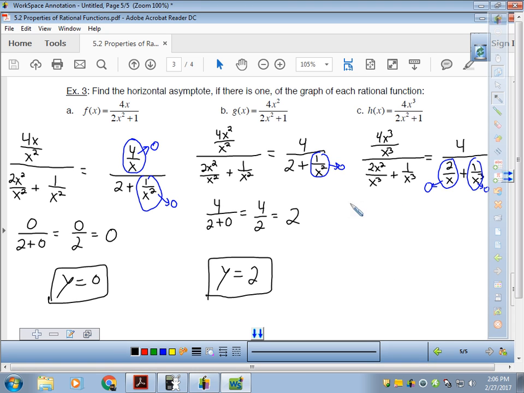So what I really have is 4 over 0 plus 0, which is 4 over 0, which is undefined. And when I get that undefined answer, that tells me I have no horizontal asymptote. And we do abbreviate horizontal asymptote HA, just because it's a little shorter to write.